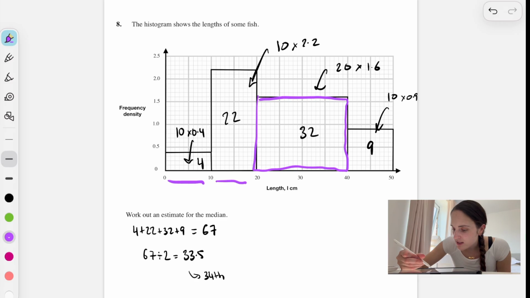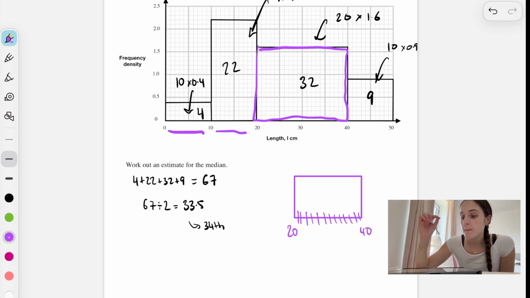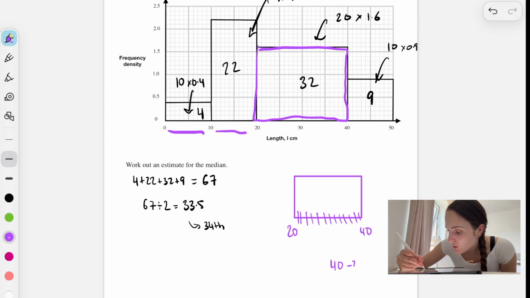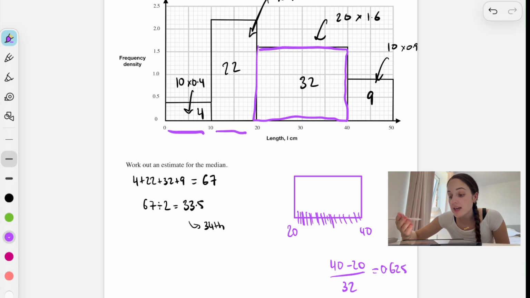So what I need to do is I need to draw out this bar, and this bar goes from 20 to 40. So there's 32 people in this bar, so I need to imagine splitting 20 to 40 32 times. So to work out what each individual person represents, I'm going to do 40 take away 20 and then divide that by 32 to work out what each little increment is. So 40 take away 20 is 20 and 20 divided by 32 is going to be 0.625. Again, okay, that's nice, that's like last time. So each individual increment is worth 0.625.